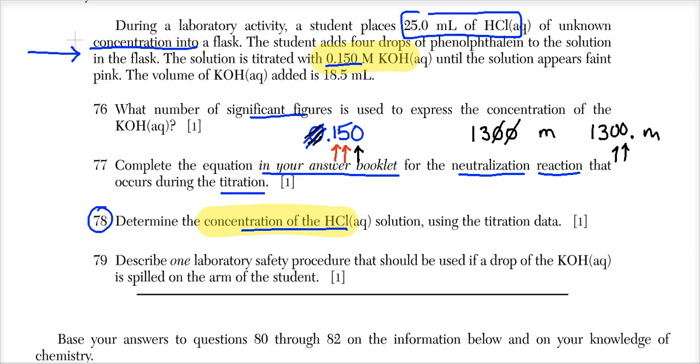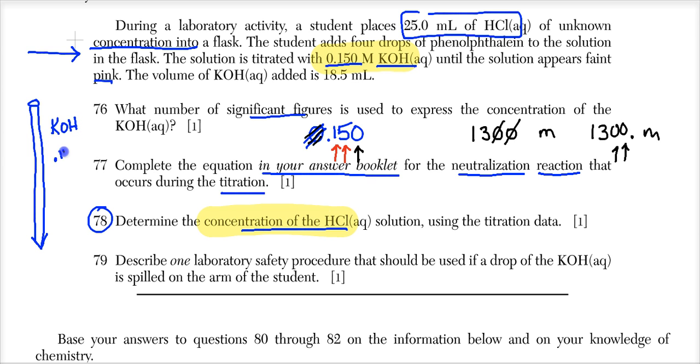You probably did this. You should have done this lab in your class. Okay, it's very important. Student adds 4 drops of phenolphthalein to the solution in the flask. The solution is titrated with a base, a known concentration, until a faint pink persists, I should say. The volume of the base that you added from your burette is 18.5. So you probably had this scenario in your class. You had a burette, which is an emptying device, probably not crooked like mine is, and inside that you had your KOH. That's your standard solution. It's a solution you know about.